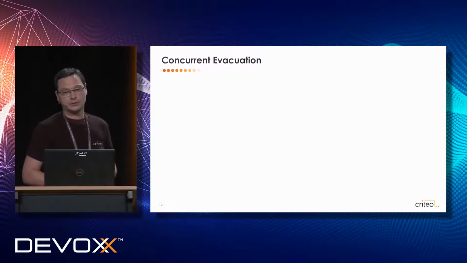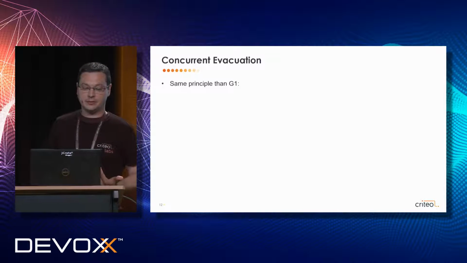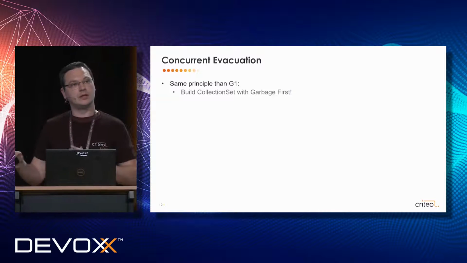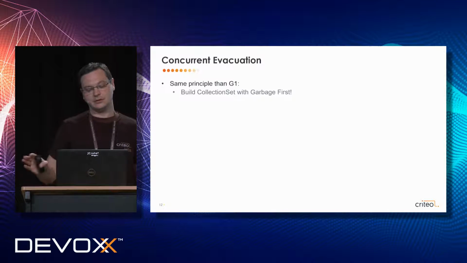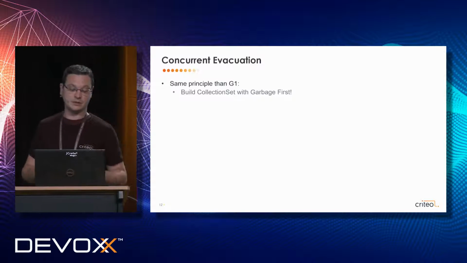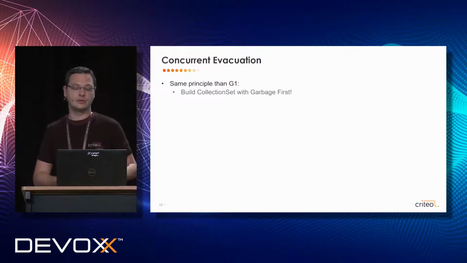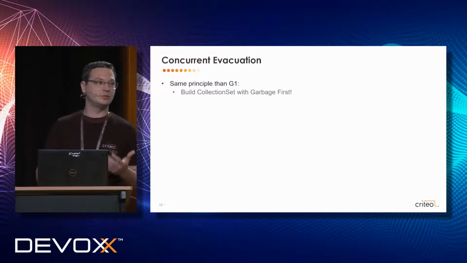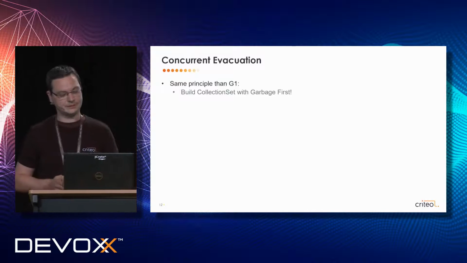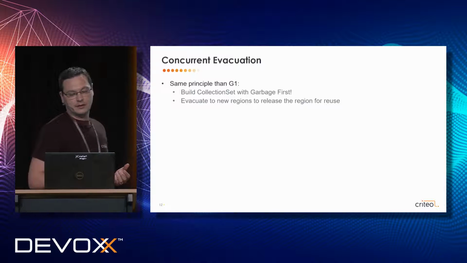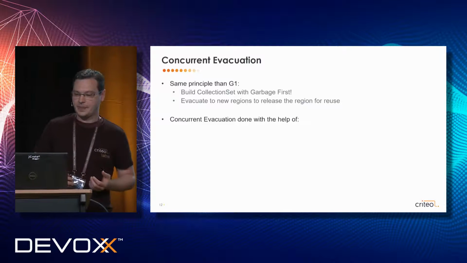So how does it work for concurrent evacuation? Same principle as G1, garbage first. We build a collection set and we sort by the garbage inside the region. We start with the regions with the most garbage because there are fewer objects to move to another region. We evacuate those regions and release them for reuse for a new allocation.